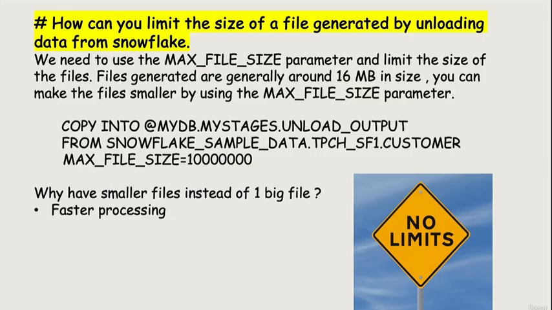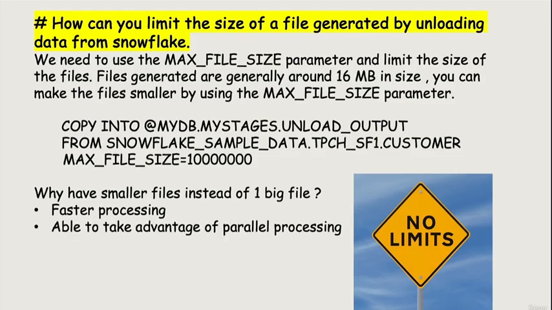One question that might arise in our mind is why have smaller files instead of having one large file? Instead of having 100 files of 16 MB, why not have one file of 1 terabyte or something of that kind? The answer for that is faster processing. If you try to generate one file that is very large, the amount of time it will take to generate that file will increase substantially. Imagine that if you had to unload hundreds of files, if you keep adding this time, the total amount of time consumed will grow to a very large number. So, for that reason, you may want to have smaller files instead of one large file.